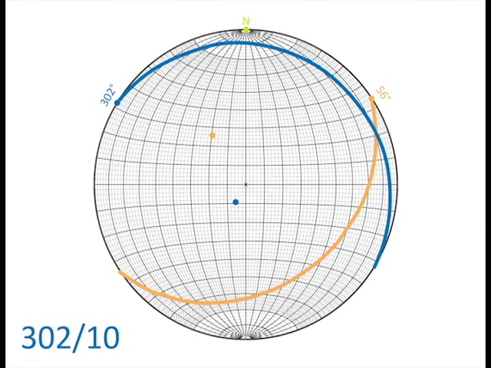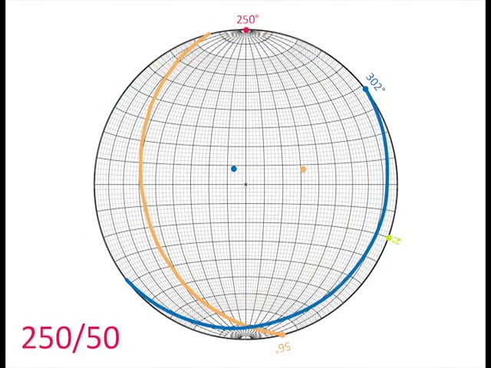Now let's plot trend plunge pairs. The first pair will have a trend of 250 and plunge 50. Since the trend plunge is a line, it ends up as a point on the Schmidt net. Mark the 250-degree mark. Spin the transparency so the 250 mark is in the north position.